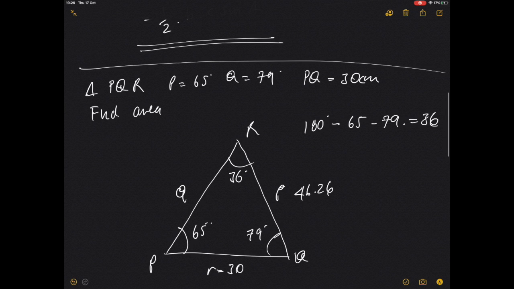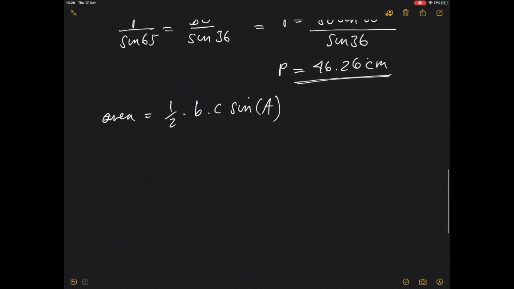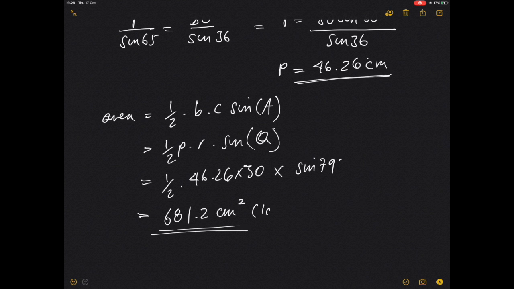Okay, so we have our angle here. We can plug this all into our equation, substituting what we have. So that would be equals a half P times R times sine Q, which means it would be a half times 46.26 times 30 times sine 79, and if we put it into our calculator, we get 681.2 centimeters squared. So that would be the answer to our question to 1 decimal place.